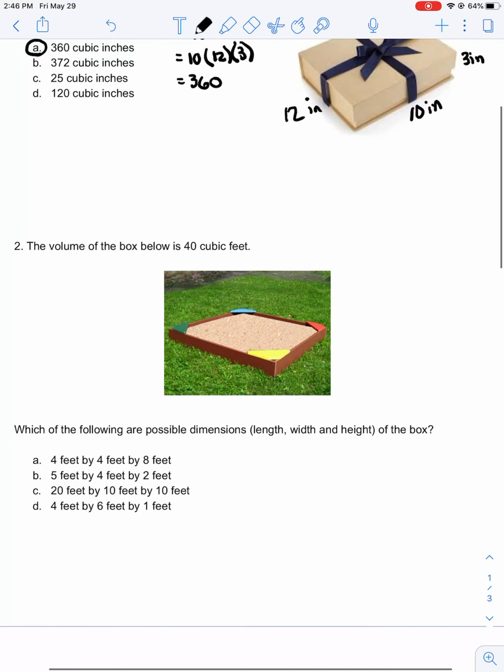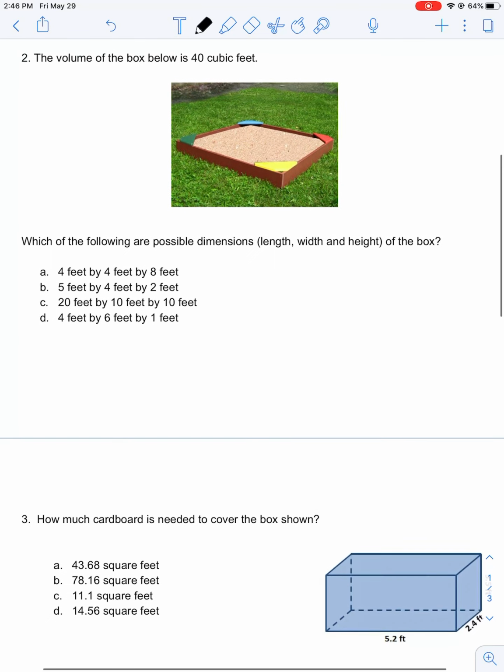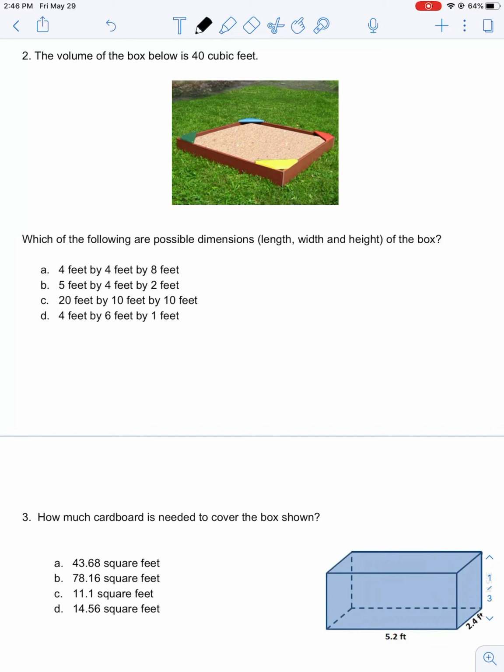For our second question, we have the volume of our box below is 40 cubic feet. Which of the following are possible dimensions, length, width, and height of the box? Well, in this case, we can multiply each of these to find which one it is. If I multiply 4 times 4 times 8, we get 128. So we know that's not it. If I multiply 5 times 4 times 2, we get 40. That's the answer I'm looking for. So our answer here is B.